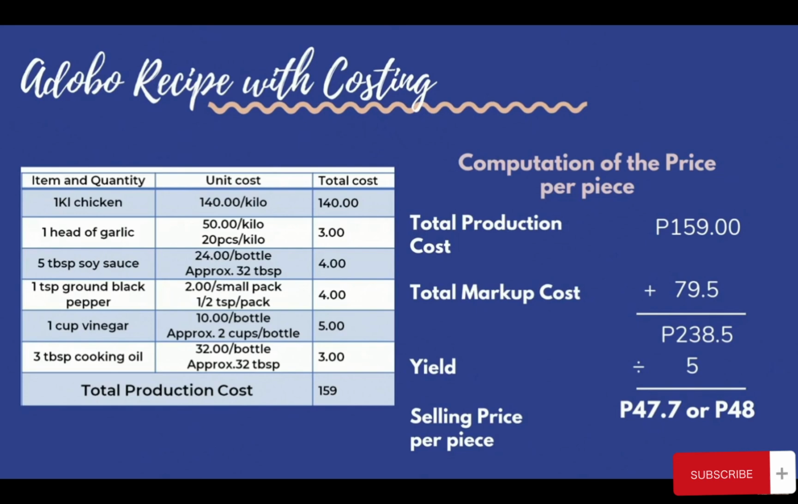Computation of the price per piece. Total production cost is 159 pesos plus the total markup cost, which is 79.5. The total is 238.5. Now, to get the selling price per piece, we have to divide it by the number of yield, which is 5. So 238.50 divided by 5 is equal to 47.7, or rounded off, 48 pesos.